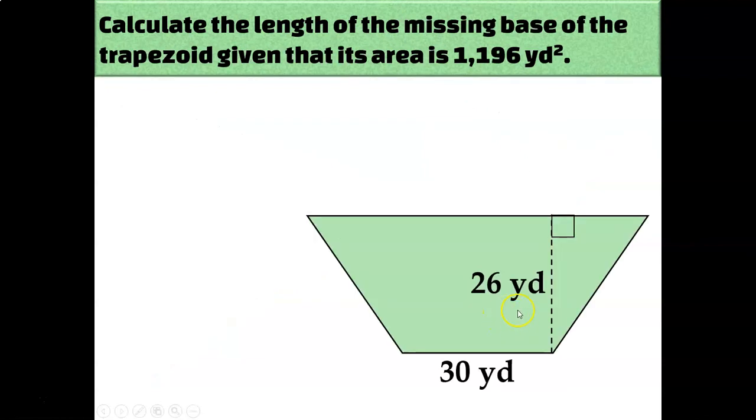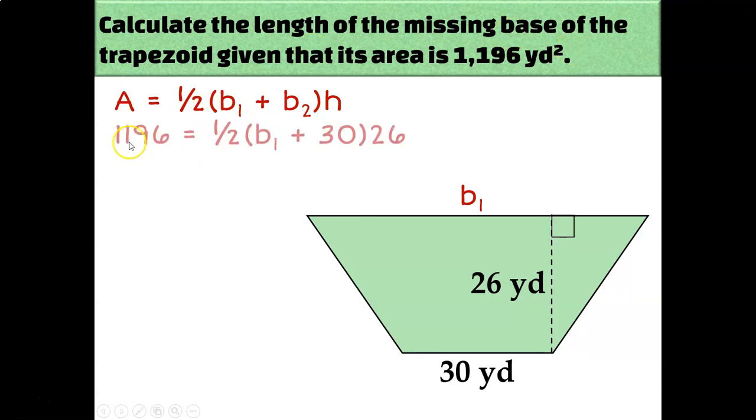On our next example, we're finding the length of one of the bases of this trapezoid, given that it has an area of 1,196 square yards, that one of its bases is 30, and that the height is 26. So I'm looking for base 1, and I know h, and I know b2, and I know A. So filling in my area formula, I can put 1196 in for A, 1/2 stays as 1/2, b1 I don't know, so I'm just going to leave it as b1, b2 was 30, and then h was 26.